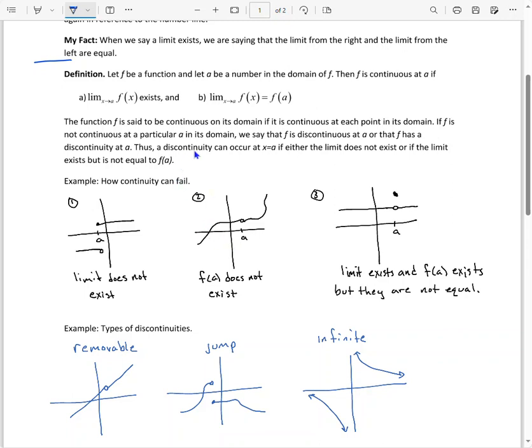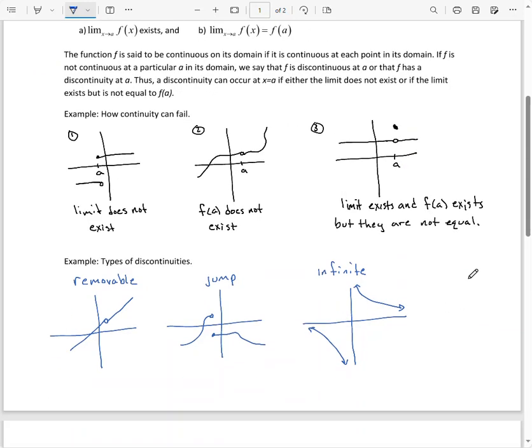or a discontinuity can occur, I forgot where it was, the limit does not exist, or the limit exists but the function value doesn't, or the limit exists, everything's good, and the function value exists, but they're not equal. All right, so no limit, no function value, or the limit is not equal to the function value. Three ways we could have a discontinuity.